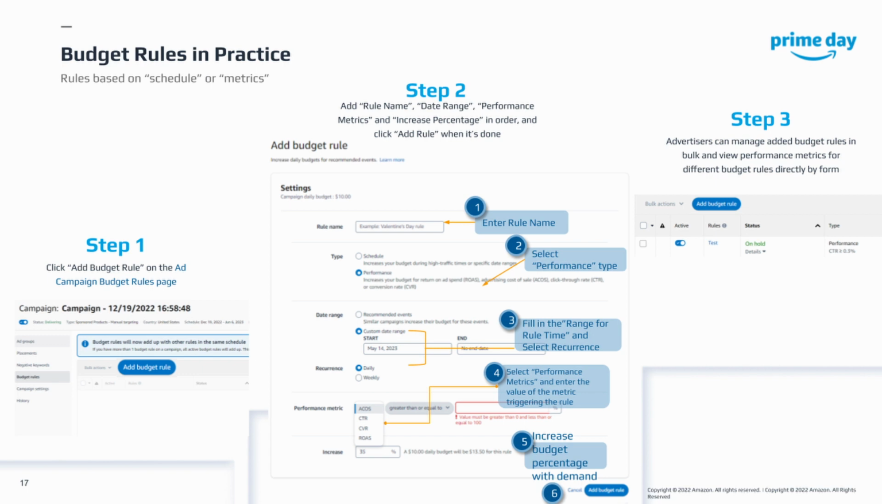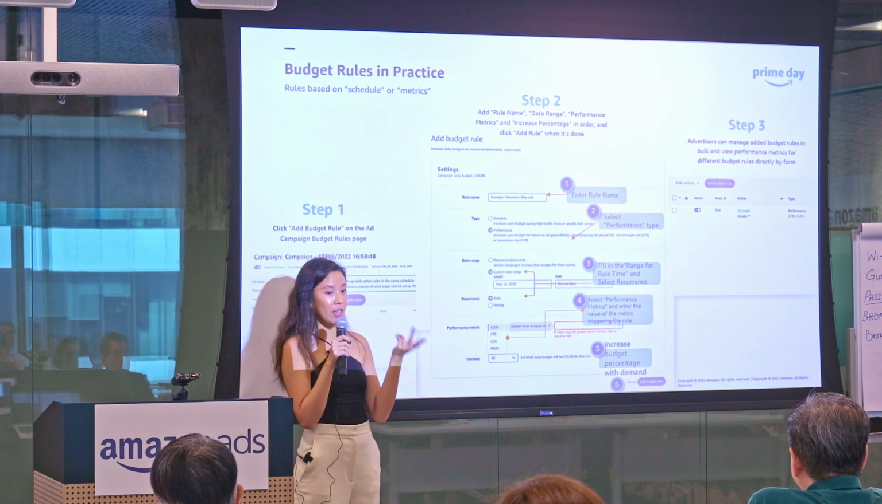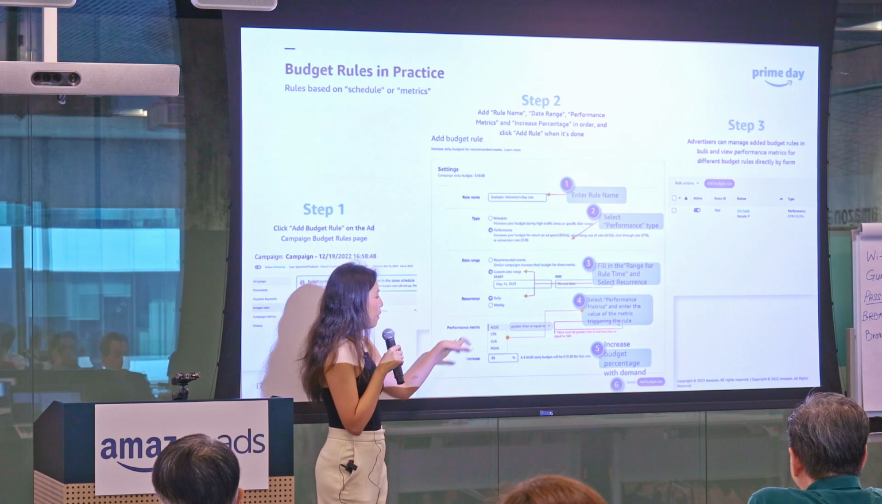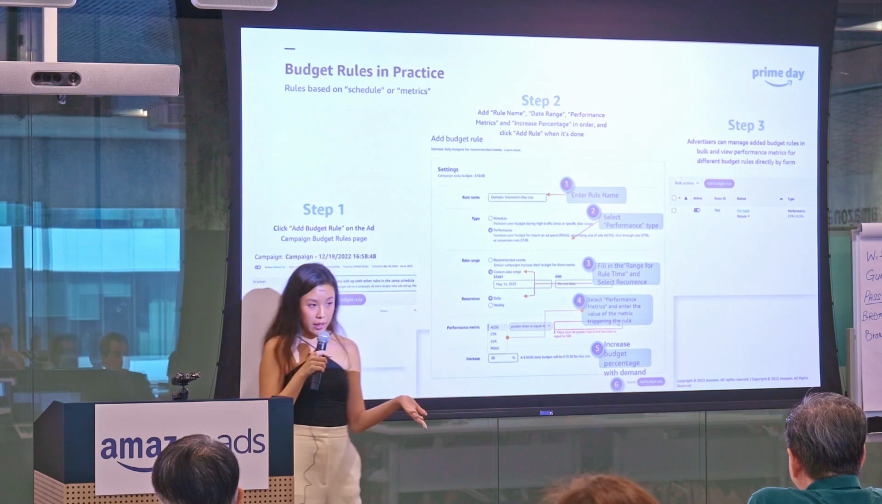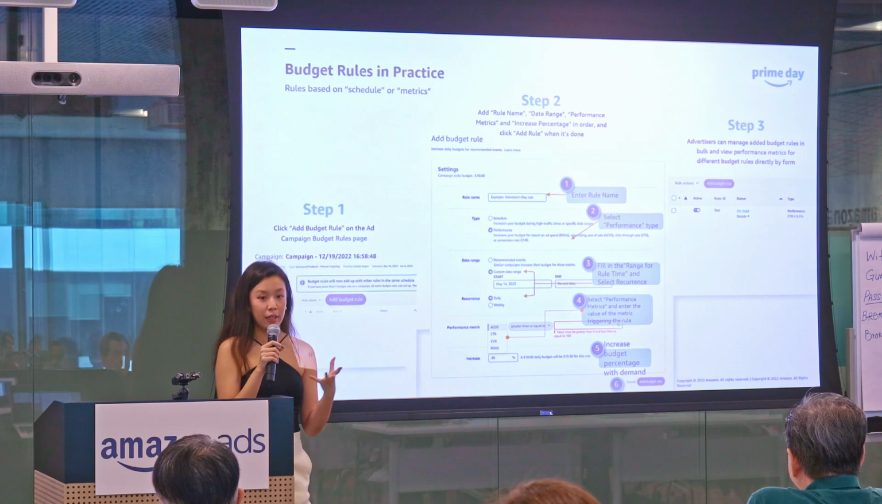So you can set the date range. It can be just the 48 hours within Prime Day. And of course, the recurrence you can set as daily because Prime Day is a shorter event. And then for the performance metric, there are different options. You can set budget rules according to ACoS, click-through rate, conversion rate, as well as return on investment. But for example, I would focus on click-through rate in the period around Prime Day.